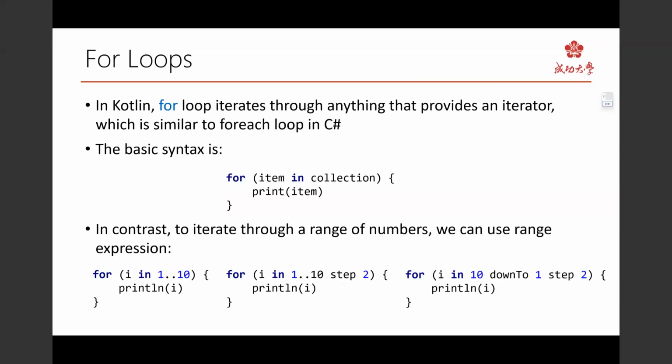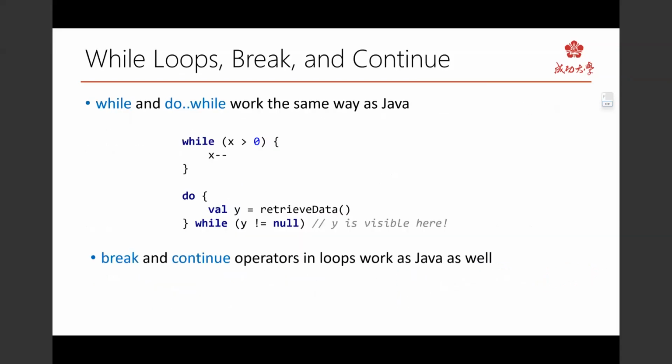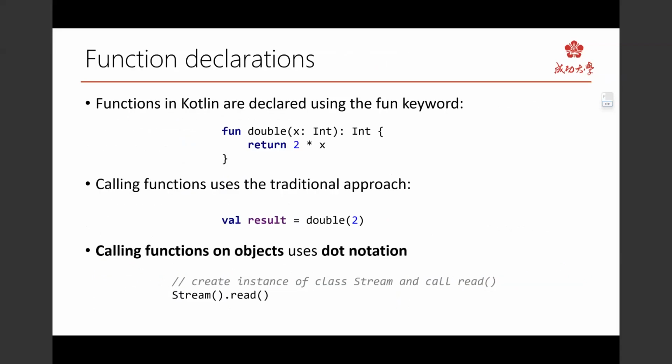And in case you want to count in the backward direction, then we can use the downTo keyword. So in this example, this means we're gonna count from 10 down to 1, and of course, we can also control the step size over here using the step keyword. The while loop, do-while loop, the break keyword and continue keyword, they all work the same way as Java. So I'll leave them for you to read. They're very simple. And next one, functions.